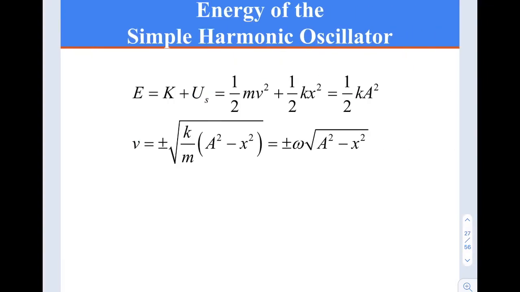Energy of simple harmonic oscillator, as I mentioned just now. E at any instant is a combination of K and U. The K, in terms of position, is half mv squared, and the U is equivalent to half Kx squared. All the time it must be equivalent to E total, which is half Ka squared.